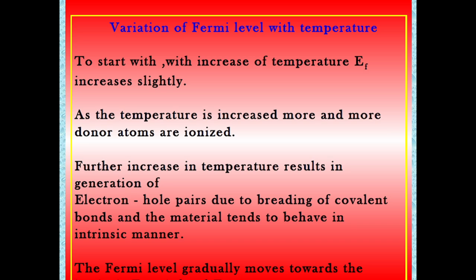To start with, with the increase of the temperature, EF increases slightly. As the temperature increases, more and more donor atoms are ionized. Further increased temperature results in the generation of electron-hole pairs due to the breaking of covalent bonds, and the material tends to behave like an intrinsic material. Also, the Fermi level generally moves towards the middle of the band gap.